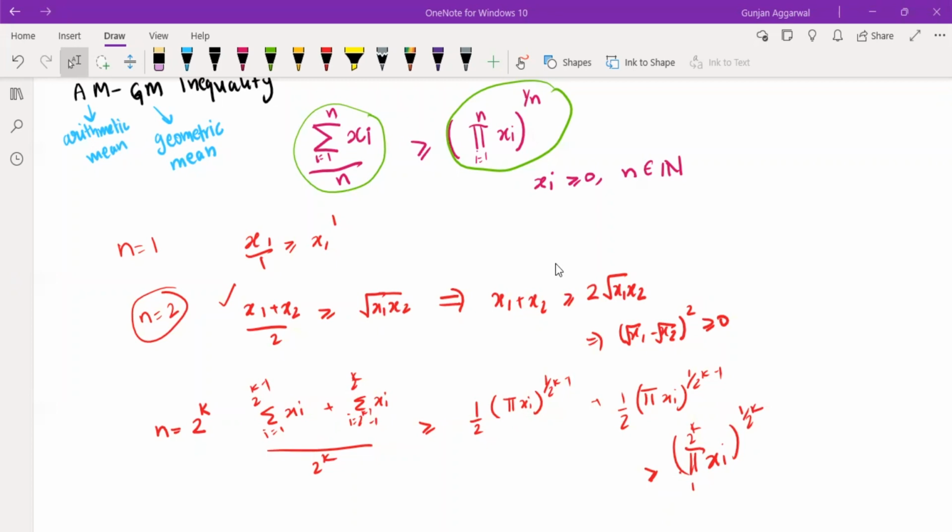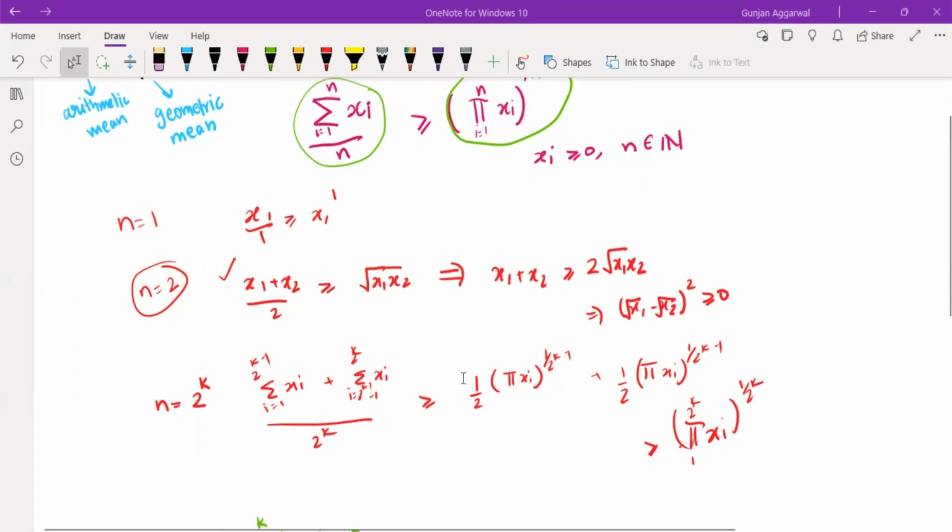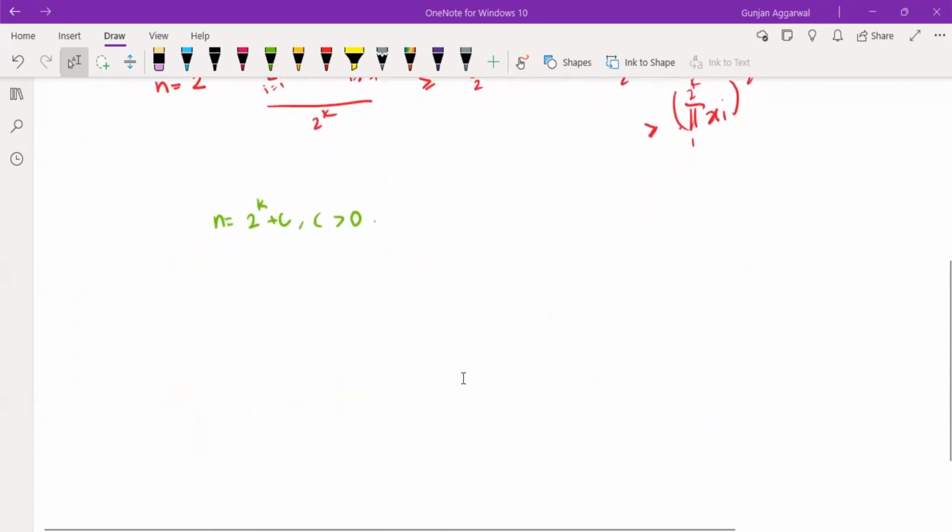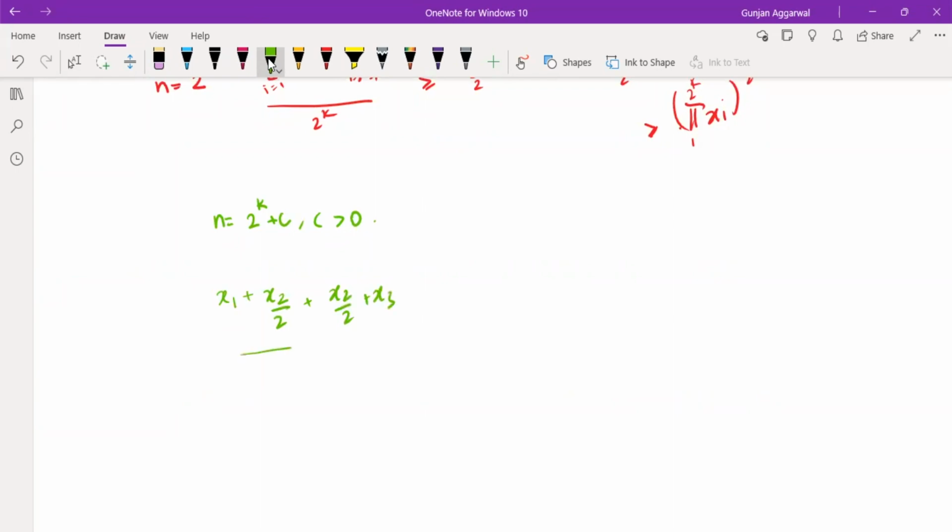For 3, you can divide x2 as x2 by 2 and x2 by 2, and then take AM-GM on 4 terms. But that doesn't give the strong bound that we need. Because the ideal equality case is that x1 equals x2 equals x3.